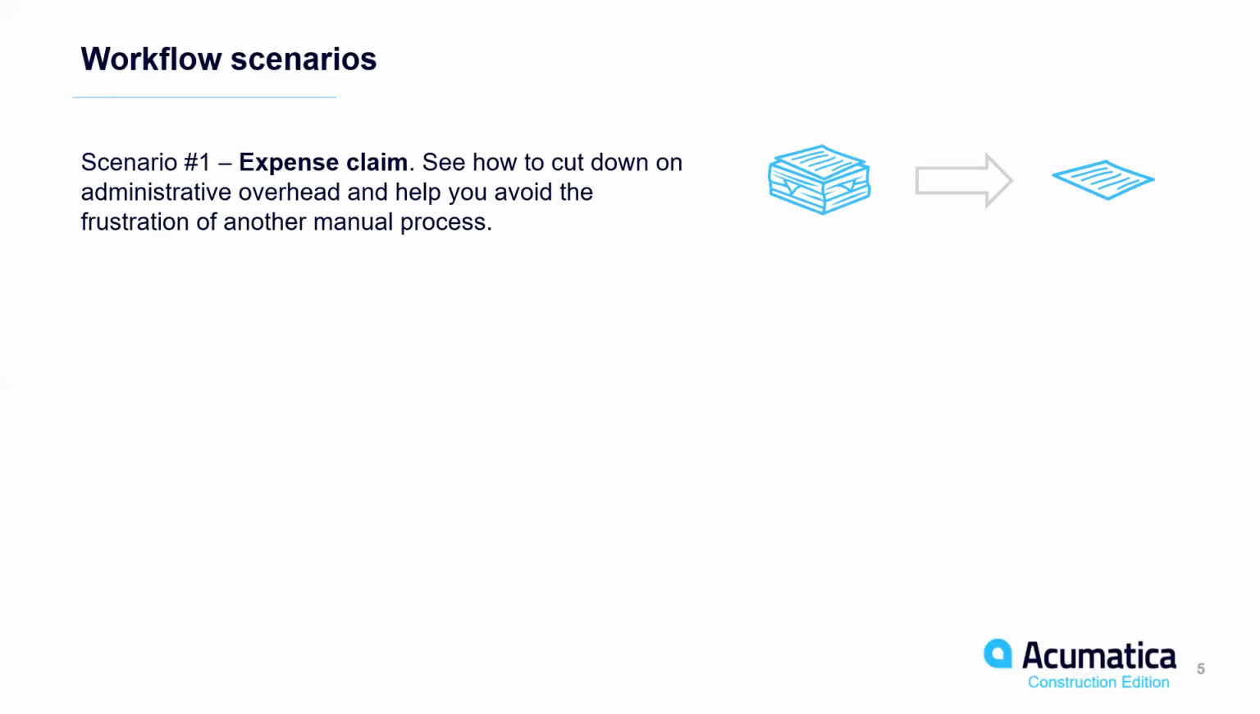So we're going to walk through a couple of workflow scenarios today. The first one will be an expense claim, right? The ability to cut down on administrative overhead and help you avoid the frustration of having manual processes where your PMs or field supers have to collect all their receipts and they're all crumpled up in their pocket, and then they come into the office and turn those in, and then you've got to enter all that information manually. Well, that can be cut down considerably by using a mobile tool and a cloud ERP product to do that. So we're going to walk through that process.